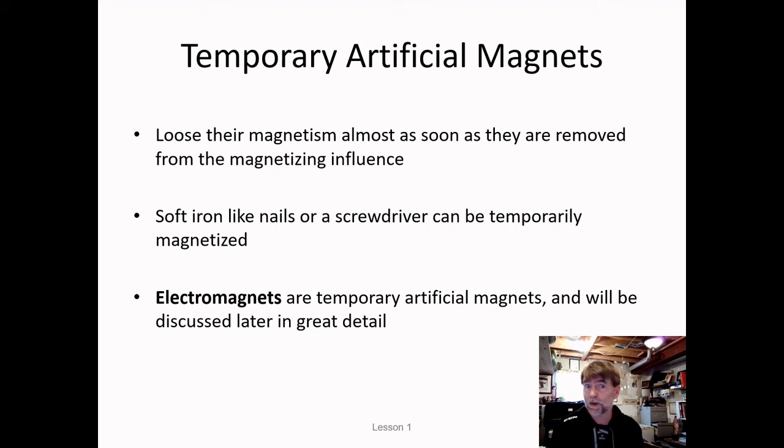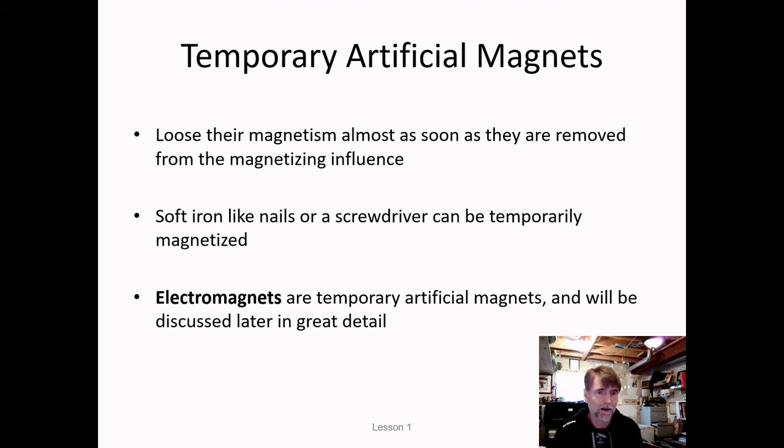Moving on. See how quickly I'm going? We're getting to the good stuff. It comes later. So those were permanent artificial magnets. Temporary artificial magnets can lose their magnetism or do lose their magnetism fairly quickly. So here it says as soon as they are removed from the magnetizing influence, okay? Probably not immediate, okay, but really fairly quickly.